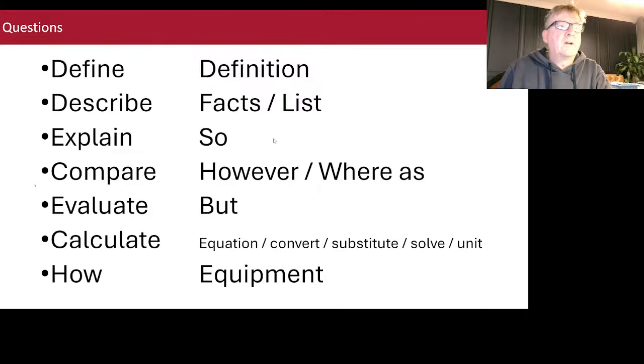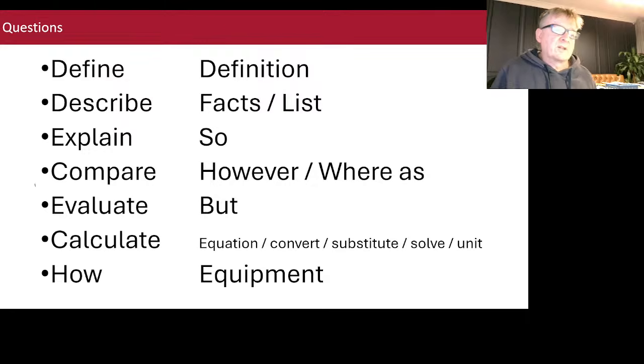Okay, right, now they're the ones. So define is a definition, right? Define, definition, you've got loads of definitions to learn. Describe is a list of facts. Explain, make sure you chuck a "so" in there somewhere, because a "so" is the word that's going to give you your extra marks. Compare, make sure you put a "however", because if you don't, you're not going to get the comparison mark. Evaluate is then a "but". Calculate: equation, conversion, substitute, solve, unit. And equipment, or is a how question. Okay, look out for those keywords at the start.